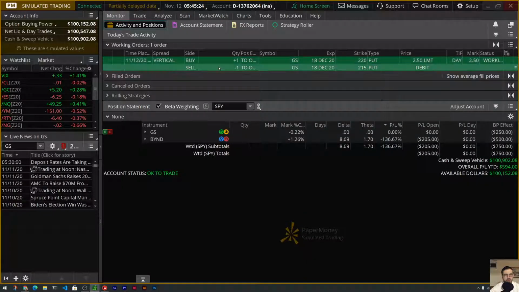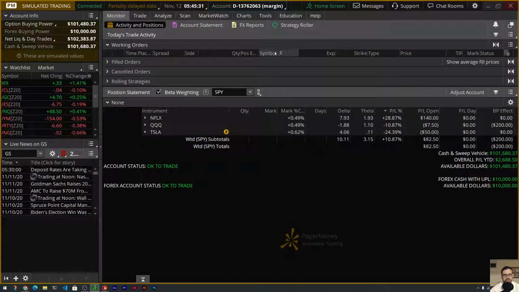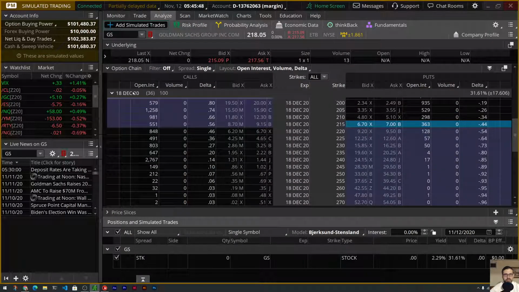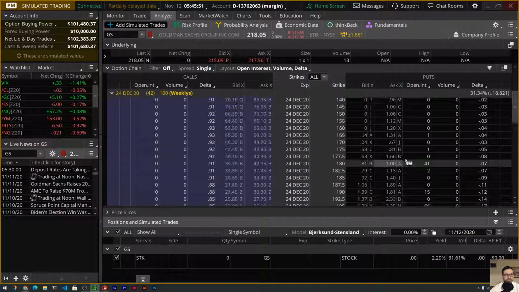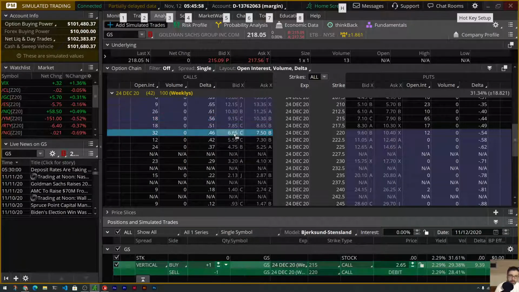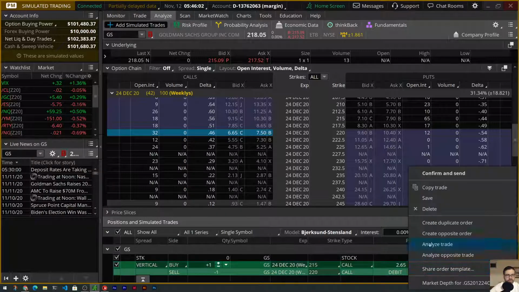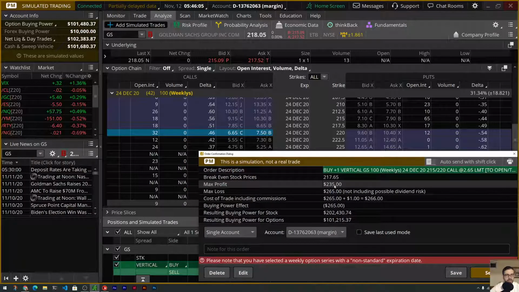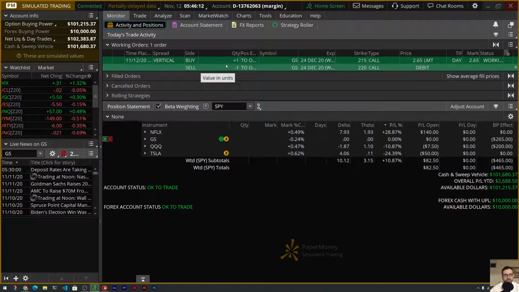That's going to put that into my working orders over here. And you know what might be fun to do is go ahead and put on in our margin account the actual cherry bomb trade. Why not? Because I'd like to have more positions on. And I've done this before where I've taken opposite positions and profited on both of them. So let's go ahead and do that and analyze. Add simulated trade. Wrong month. Let me scroll down. It was 215, 220 vertical by 265. I'm going to right click this, choose confirm and send. Here we see I can make 235, lose 265. Hit send. That's in my working orders for my margin account. So that's great.